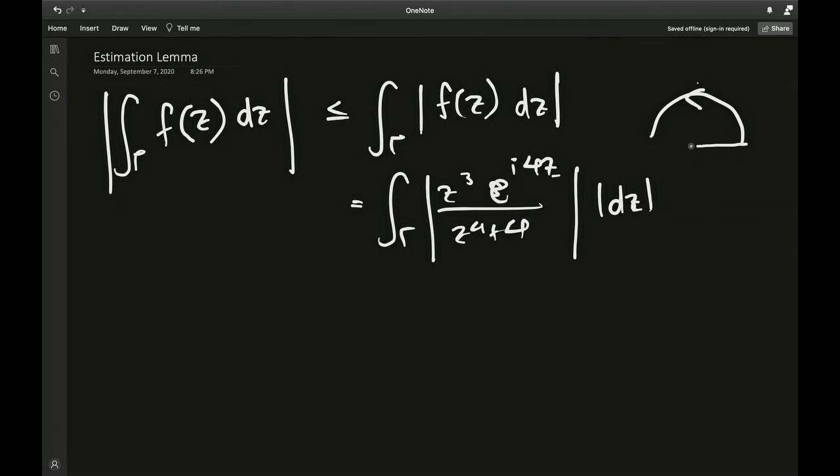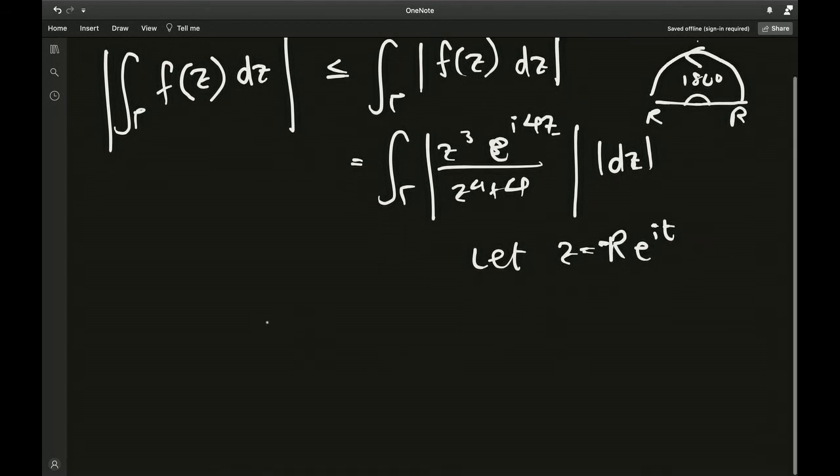But gamma is this semicircular path, which goes from 0, if you consider this, to 180 degrees, pi radians. So we can parameterize it this way, and it has a radius of r. Let me point that out. So if I let z equal r e to the it, let's take a negative, and I'll explain why. And then let t go from 0 to pi.